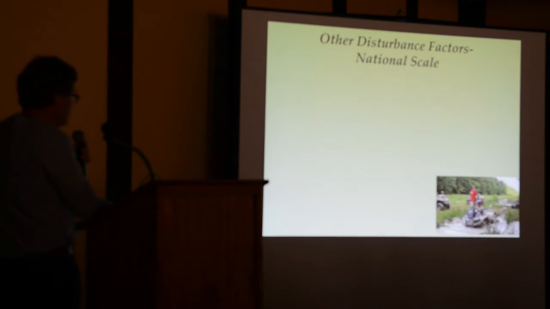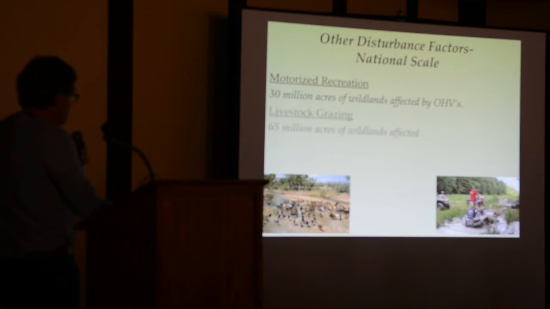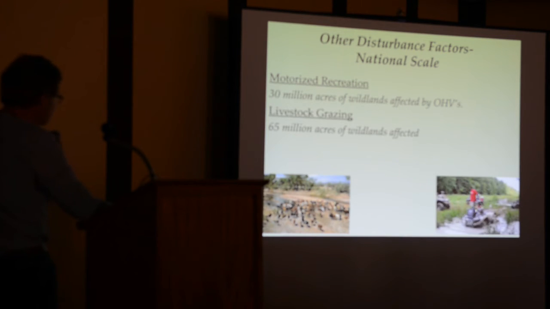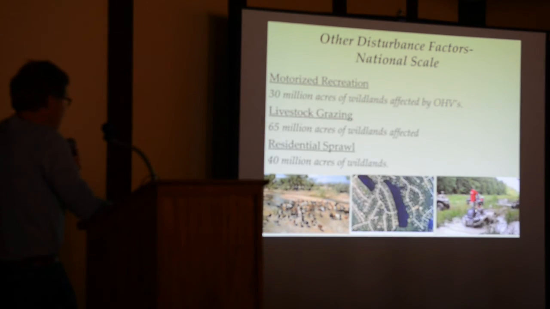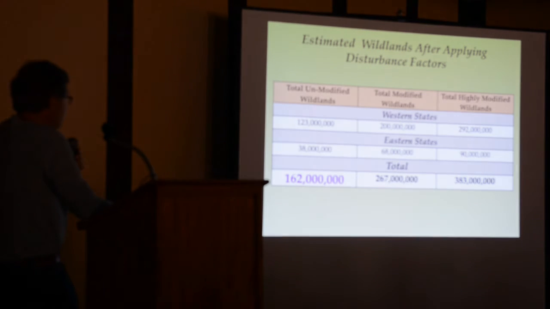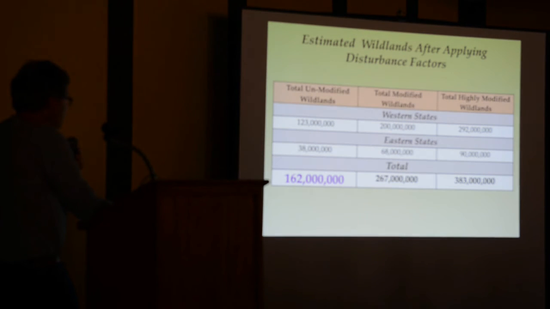Other disturbance factors: the national scale calculated 30 million acres affected by off-highway vehicles and livestock grazing. I spent 15 years of my career as a rangeland manager and worked a lot on western rangelands and have seen some pretty hammered areas. Urban sprawl, 40 million acres of wildlands affected. So from that 2 billion acres, we're looking at about 162 million unmodified wildlands remaining today.